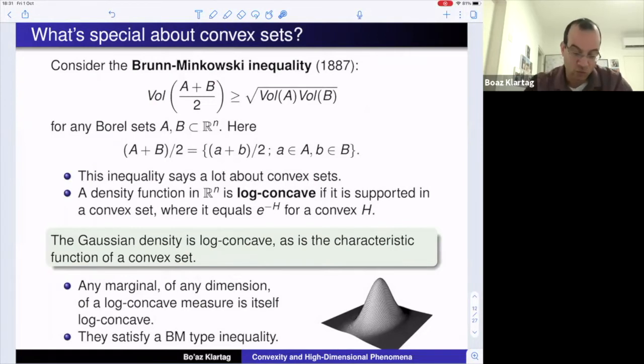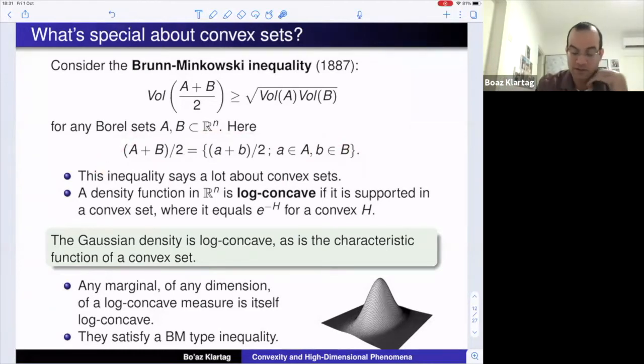One of the first things to know about convex sets is the classical Brunn-Minkowski inequality from 1887 by Brunn. I mean, Minkowski added the equality case later. And it is concerned with this sum-set operation, or if you want this midpoint operation of A plus B over 2. So given two measurable sets, A and B, and you look at the following set. So you take all pairs of points, a from A and b from B, and you look at a plus b over 2, just the midpoint of these two points.